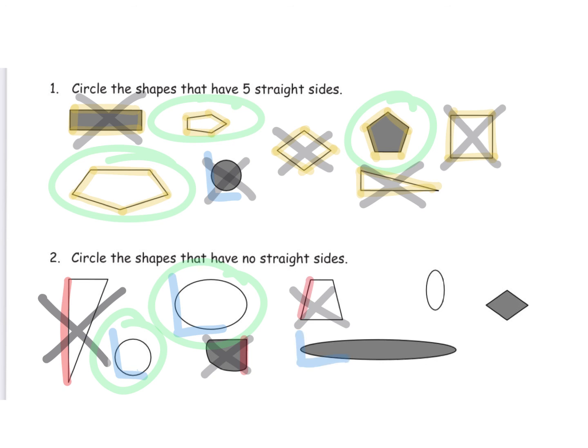Our next shape has no straight sides, so we can circle this one. And our next shape has no straight sides, so we can circle this one. And our last shape has a straight side, so we can cross this one off.